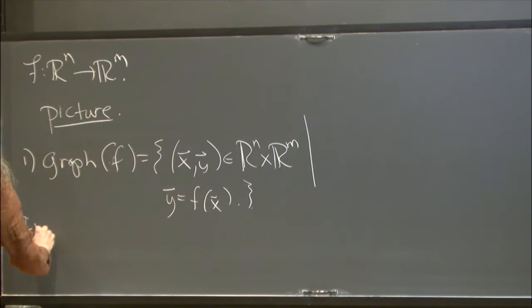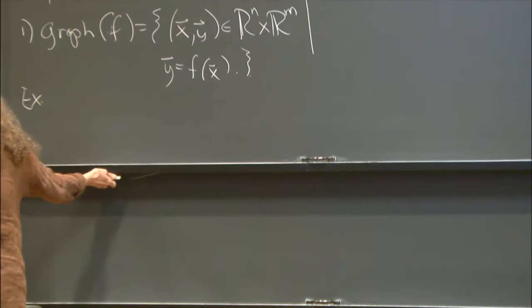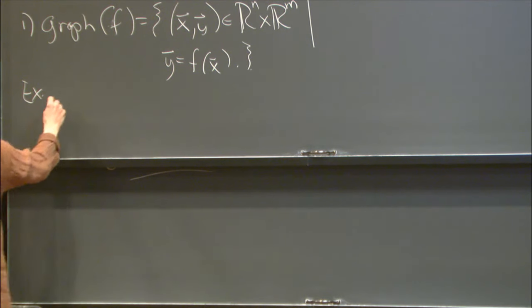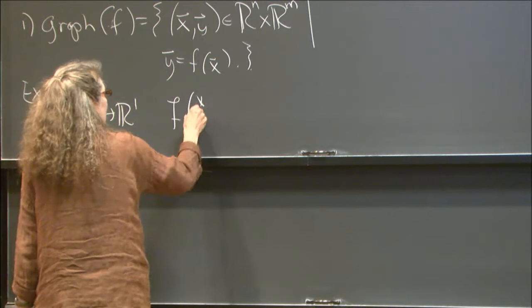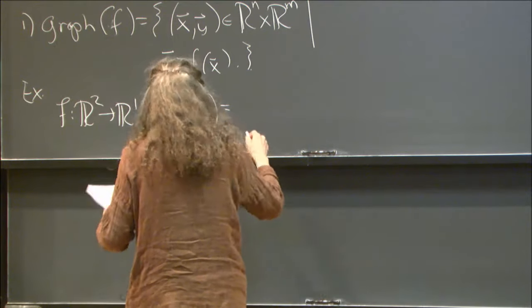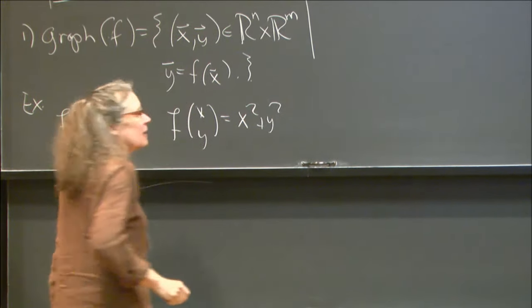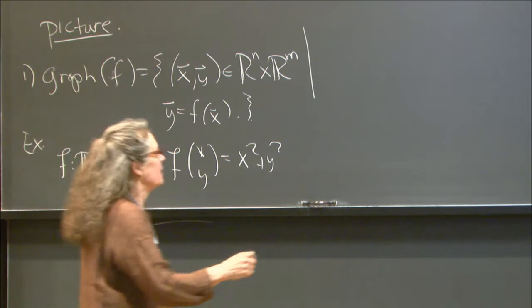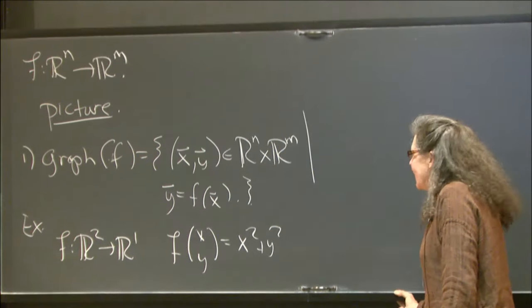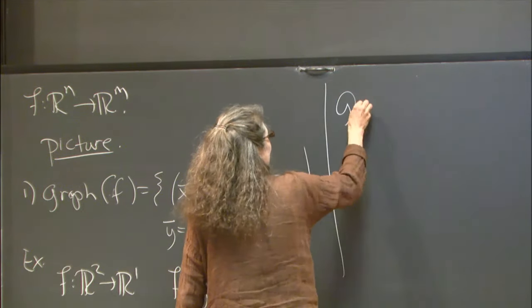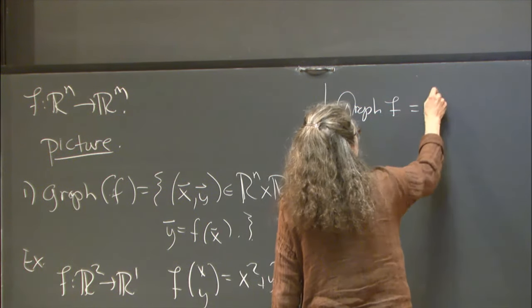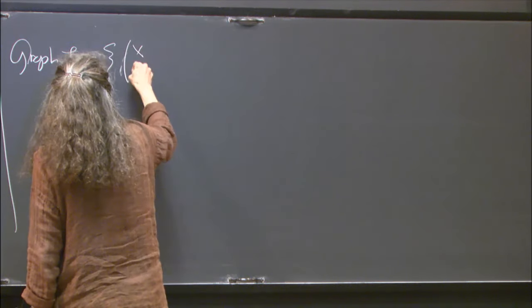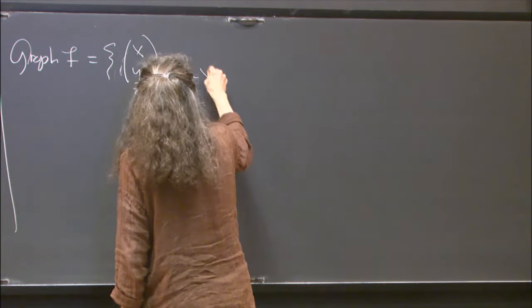So for example, if we have the function f from R2 to R1, f of (x, y) is equal to x squared plus y squared, then what's the graph of that? Where's the graph of that? In R3, right? The graph of that is in R3. And the graph of f is the set of all points (x, y, z), such that z is equal to x squared plus y squared.